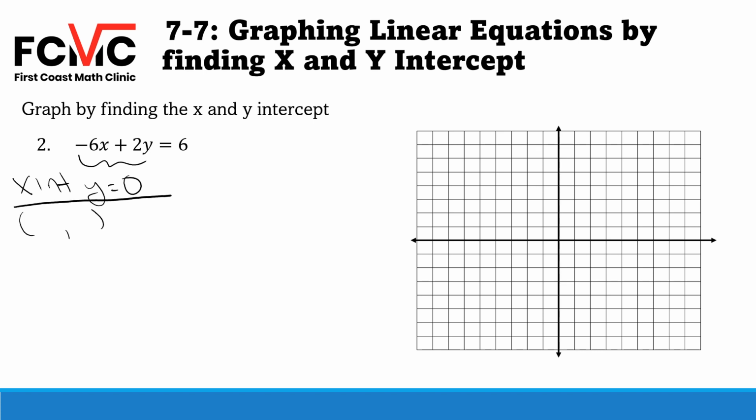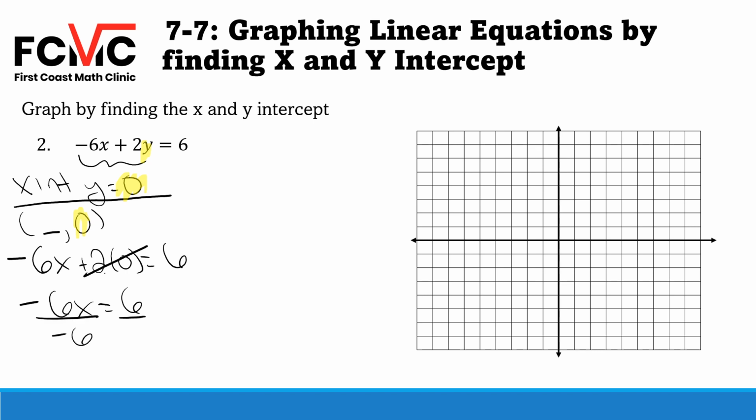So in our solution, for our y-coordinate, let's put 0, and we're going to fill in the x value. We're going to figure out what that x value is. So I'm going to take that 0 and substitute it in for y. I'm going to have negative 6x plus 2 times 0 equals 6. 2 times 0 is 0, so we can get rid of that. And I get negative 6x equals 6, divided by negative 6, and negative 6. Negative 6 divided by negative 6 is 1, and 6 divided by negative 6 is negative 1. So that's going to be my x-coordinate.